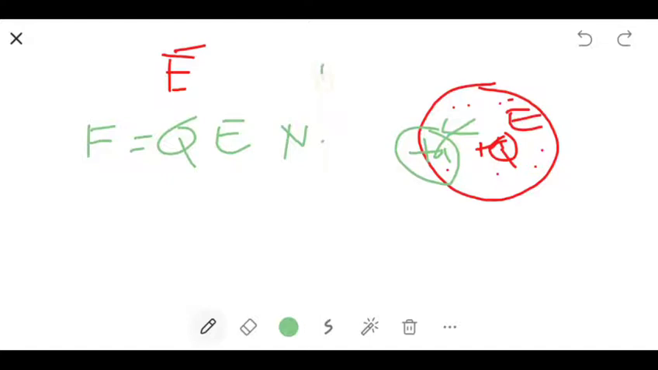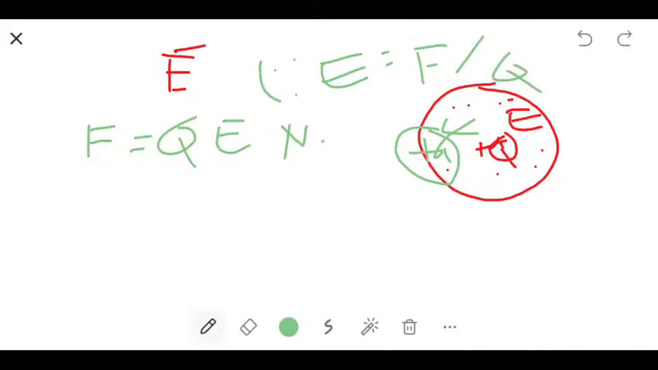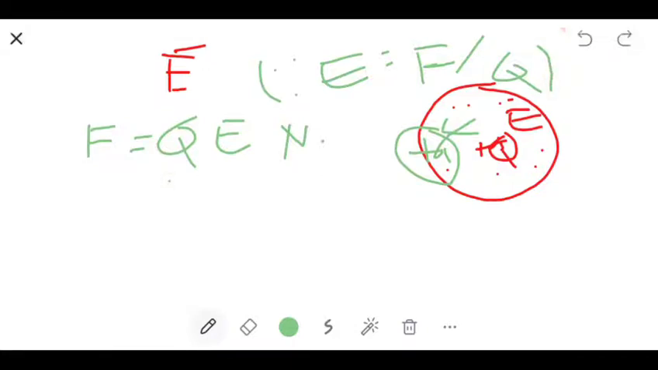Because what is electric field intensity E? We know the definition: E equal to F by Q, force per unit charge. Force per unit positive charge is known as electric field intensity. From that, we get the force F equal to QE newtons.